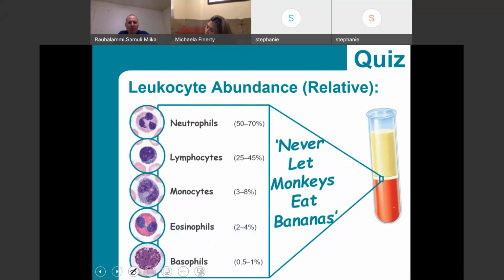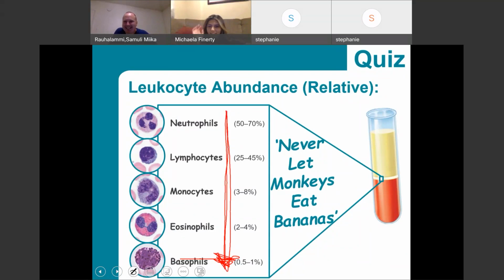In terms of the white blood cells, the quiz will ask you to list them, like I said, in order of how common they are, their order of abundance relative to each other. So the order is neutrophils, lymphocytes, monocytes, eosinophils, and basophils. The mnemonic is written there, but you can come up with others. I've seen some other better ones. I try to keep the mnemonics family-friendly in these classes.